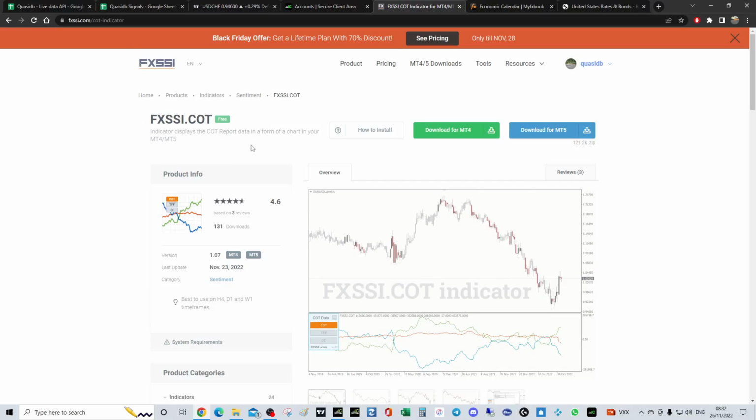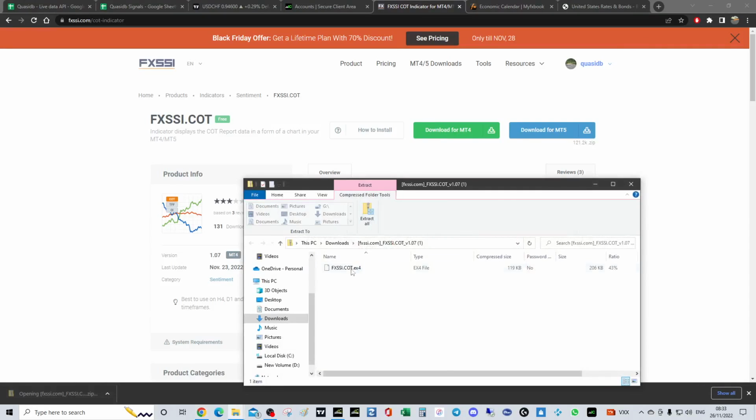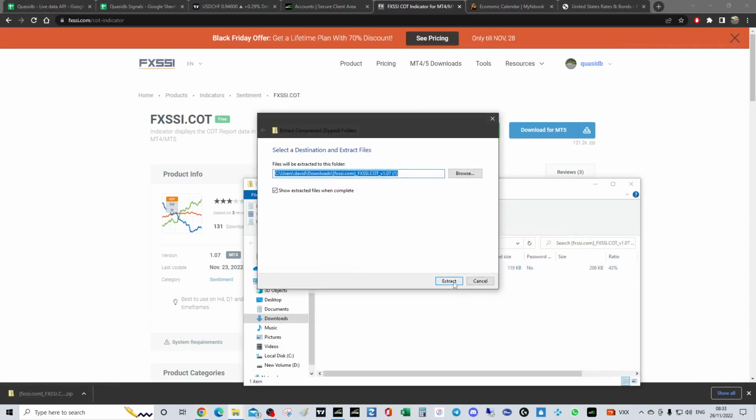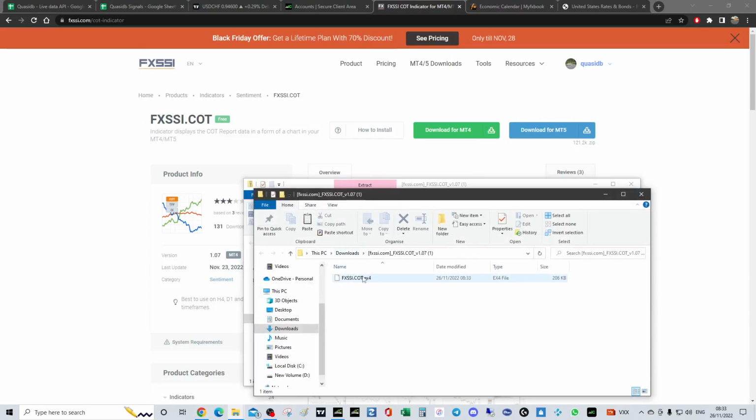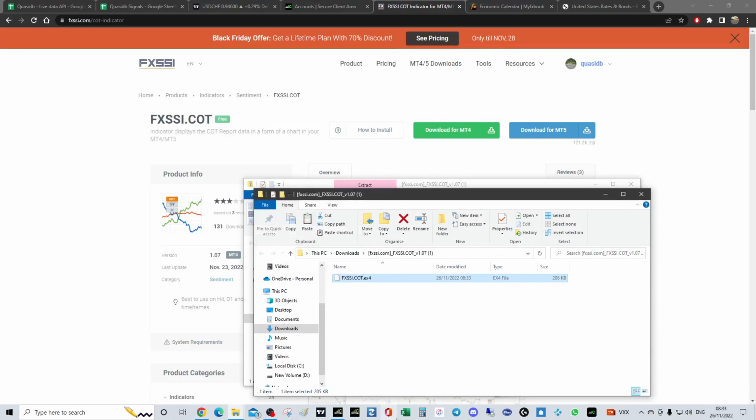Come to the FXSSI.com/COT indicator. I'll put the link on YouTube. Then click the download for MT4, and it will result in a zip file. You can extract that, and then you'll have an exe file, and you might not know what to do with that. So right click, copy, and then you come into MetaTrader 4 or 5, depending on what you select. We're doing MT4 just because we clicked MT4.